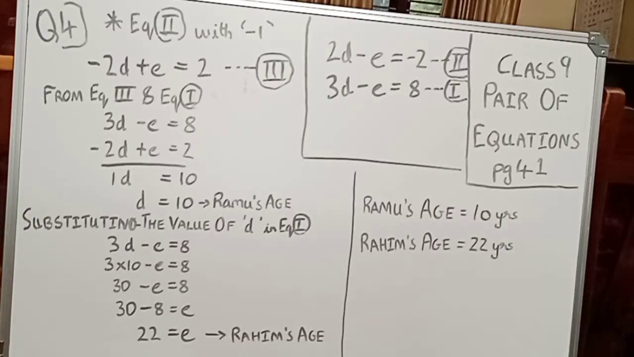Hello students, today we will be continuing page number 41, class 9, pair of equations, the continuation of question number 4. So we are doing the continuation of question number 4, which is on page number 41. Previously we had found these two equations. This is equation number 1, wherein 3D minus E is equal to 8. Then we had 2D minus E is equal to minus 2.